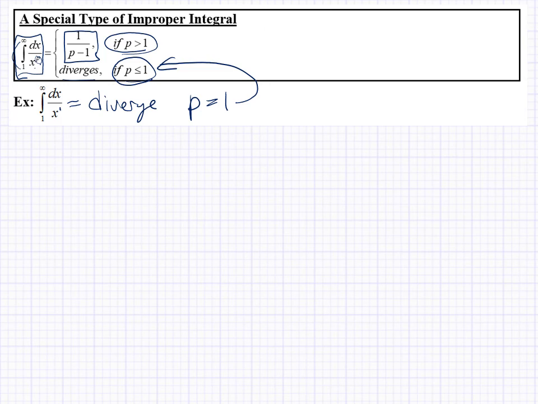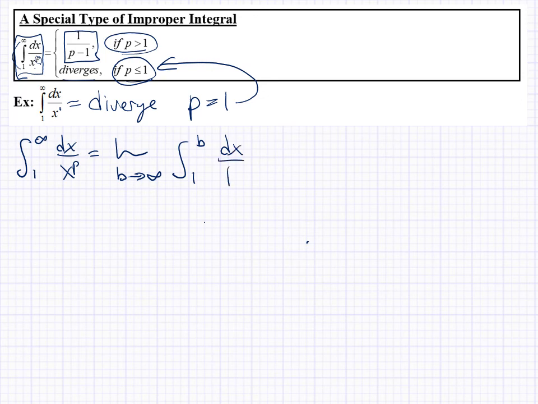But why? Well, let's look at this. Let's look at the integral from 1 to infinity of dx over x to the p. First off, we have to do the limit as, say, b goes to infinity of the integral from 1 to b of dx over x to the p. And what we're going to do is break this into 2 scenarios. First scenario, p equals 1. Second scenario, p does not equal 1. Because the integration is very different.